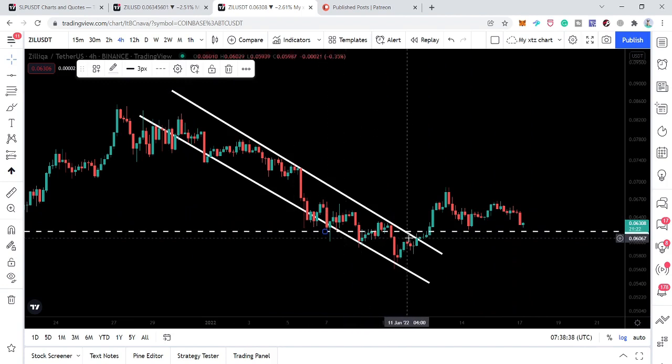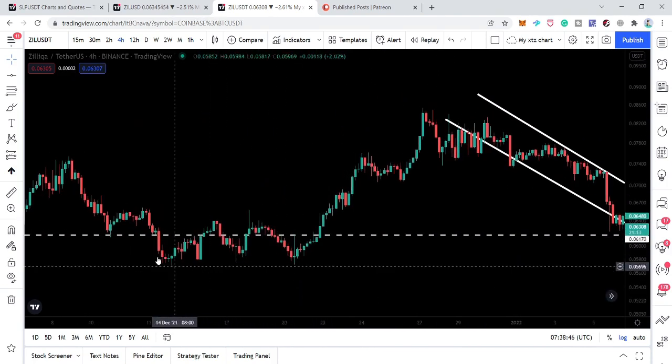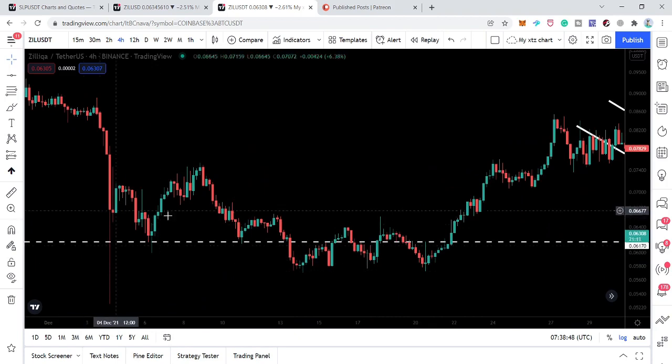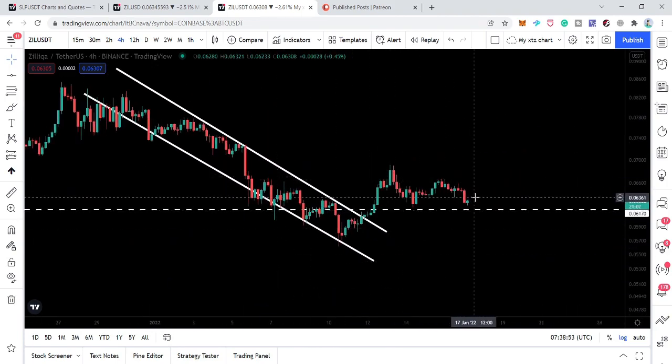Here, this level has been working as a very nice support and resistance. Here it worked as a support, here it worked as a resistance. And before that, this level has been working as a very nice support as well. Therefore, after this correction, once the price line again tests its support, it can move up from here.